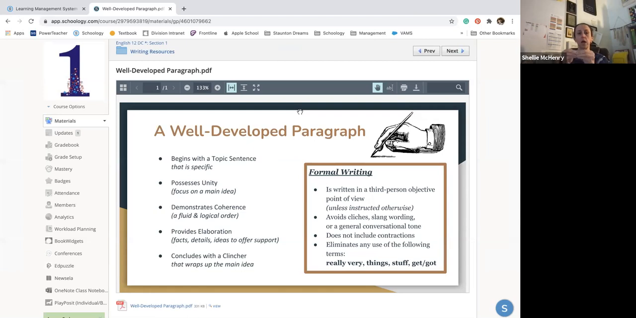With me? Okay, so a well-developed paragraph always begins with a topic sentence. A topic sentence is specific. If it is written well, I could not peel that sentence off and stick it on any other paragraph in your paper or someone else's. And I should be able to go through your essay and read just the first sentence of each paragraph and know everything you're going to write about.